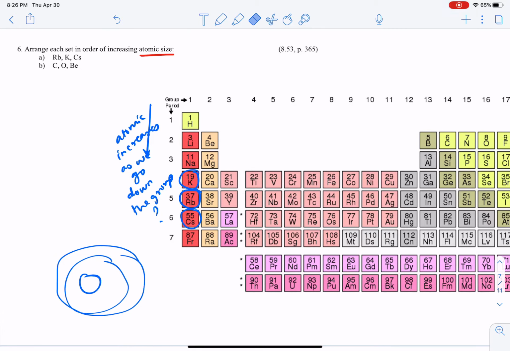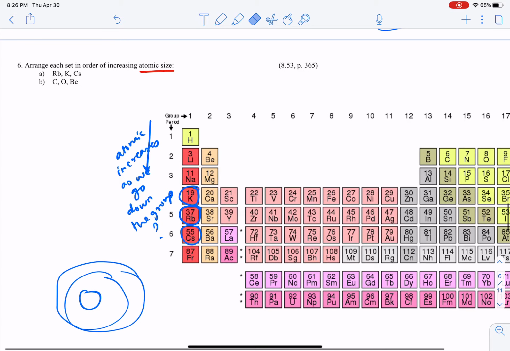In that way, what we can say is that K would be smaller than rubidium, that is Rb, and Rb will be smaller than cesium. So what we can write is K is the smallest, then we have the rubidium, then we have the cesium. That's how the size varies.